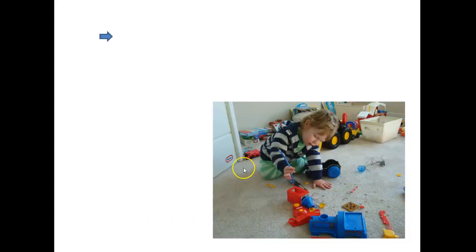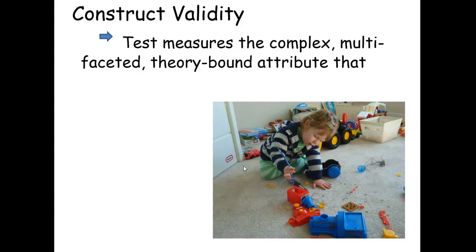So to put this all together, construct validity asks, does the test measure the complex, multifaceted, theory-bound attribute that it claims to measure? So constructs are complex, so think about intelligence. It's multifaceted, it's bound to intelligence theory, and that's actually going to be one of the next chapters that we cover. So construct validity is pretty complicated.